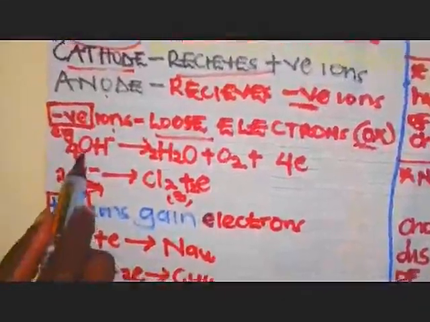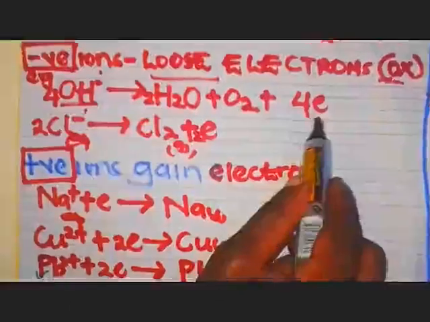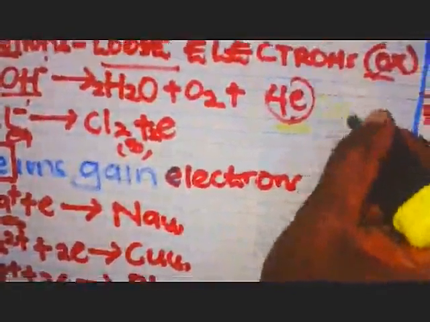For example, you have the hydroxyl ions here. When you look at them, they are losing electrons. You can see these electrons being lost, and that is oxidation. Oxidation takes place at the anode, but it is fueled by an anion. So we have anion, anode, oxidation. Those are brothers and sisters: anode, anion, oxidation.